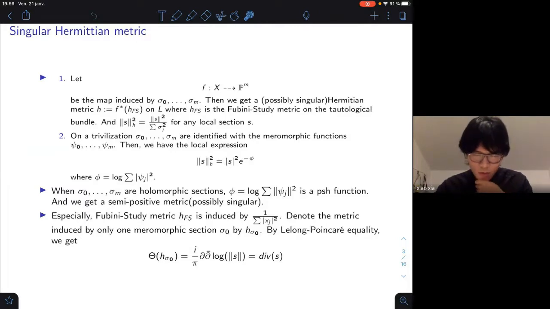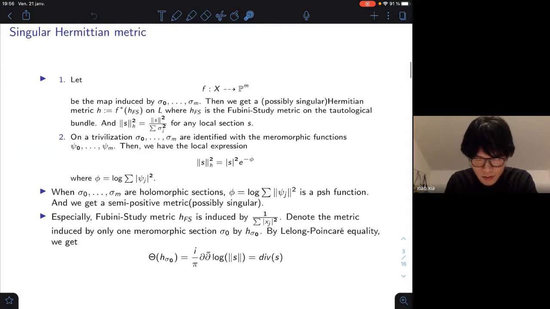So I won't give you a general definition of what is a singular Hermitian metric, but here are some very interesting examples to illustrate why a singular Hermitian metric is very natural. So we have the Fubini-Study metric h_FS on the tautological bundle, right? I think it's just symmetric.